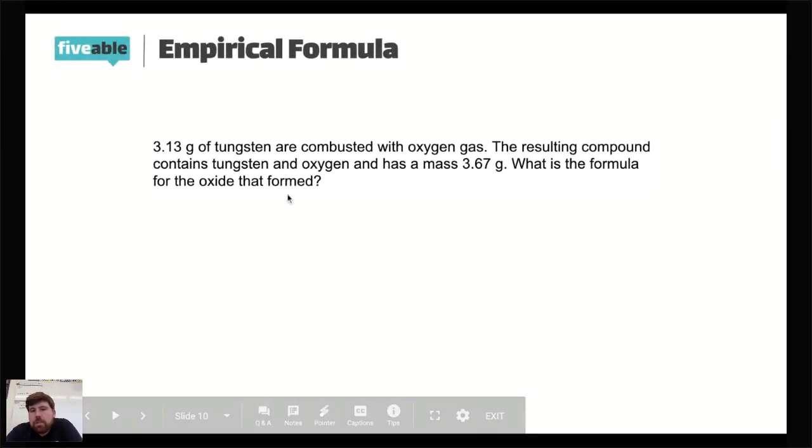3.13 grams of tungsten are combusted with oxygen gas. The resulting compound contains tungsten and oxygen and has a mass of 3.67 grams. What is the formula for the oxide that formed?